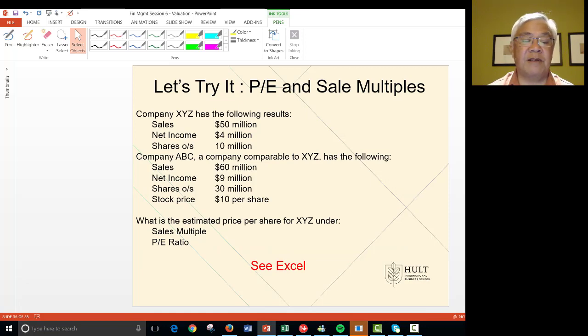All right, so let's try this out. We have company XYZ with these results, and this is our subject company, and it's not public, let's say. They have 50 million in sales, 4 million in net income, and shares outstanding of 10. We have company ABC, which is a comparable to company XYZ, but is publicly traded. Sales of 60, net income of 9, shares of 30 million, and $10 per share. So now let's try this out and get our multiples.